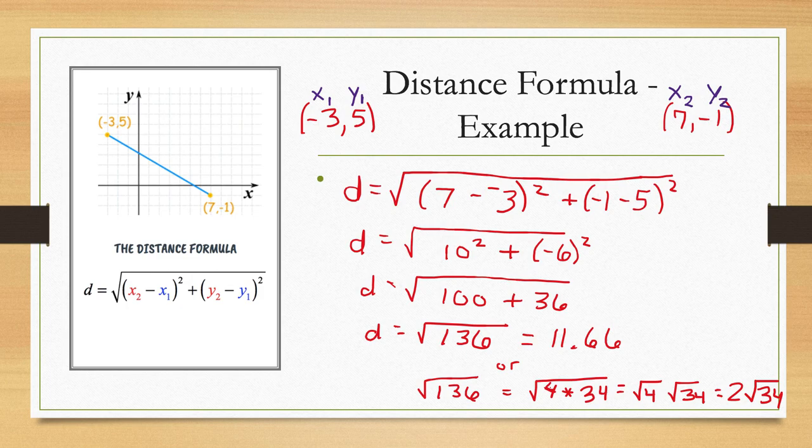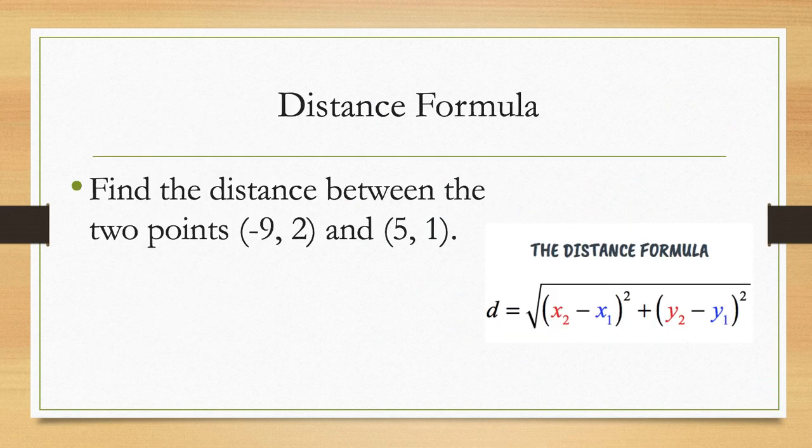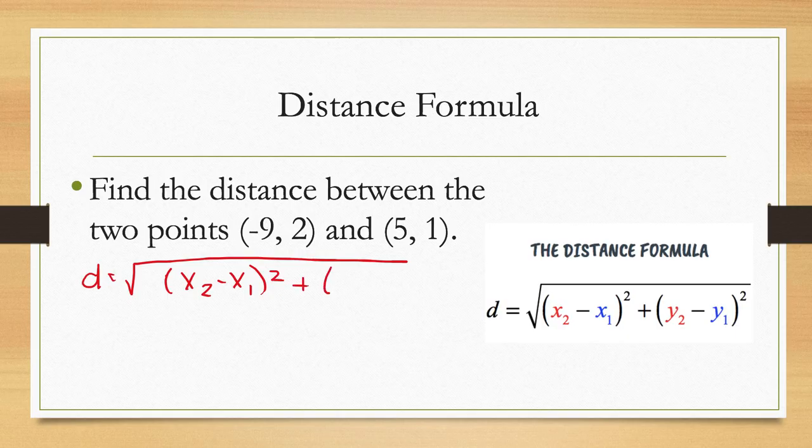All right, so we want to look at one additional example. Our problem says to find the distance between the 2 points (-9, 2) and (5, 1). So again, I'm going to start by writing my distance formula. I'm just going to copy it down. Remember, the difference between the x's added to the difference between the y's, and each of those quantities is squared.